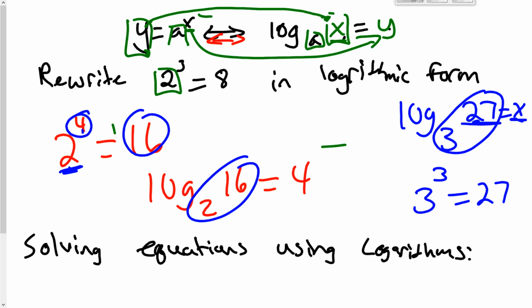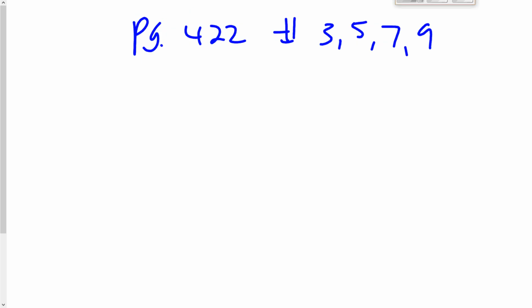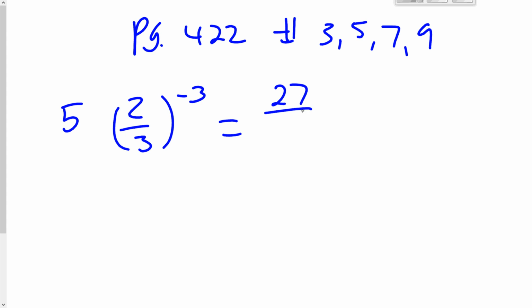Alright, let's do some homework problems then. Okay, so here's your homework, page 422, number 3, 5, 7, and 9. So go ahead and you can do those ones. Here's number 5. We've got 2/3 raised to the -3 is equal to 27 over 8. What you're asked to do here is go from exponential form to logarithmic form, or from logarithm form to exponential form. So you can try this, pause the video, you can do it.